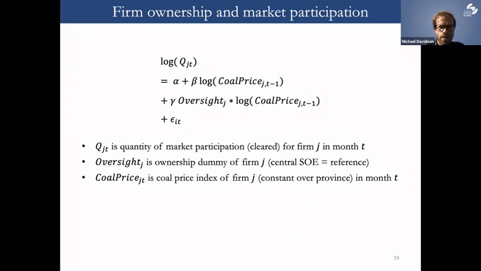Then the final analysis we're doing here is looking at firm level data. We have observations of quantities of the final cleared amounts by firm in these provinces. And so we're going to see, do these quantities relate to coal prices? Are they effectively passing through changes in input prices? And if we interact that with the oversight level of these firms, i.e. central state-owned, provincial state-owned, or private, does that affect their responsiveness to coal prices?